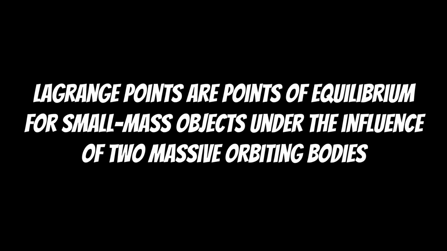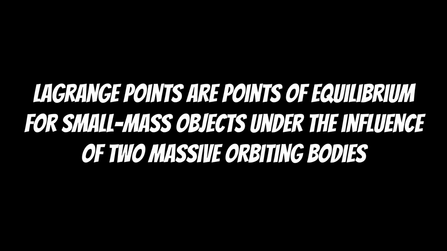So the definition then of Lagrange points: these are points of equilibrium for a small object that's under the influence of two more massive objects. So one of those more massive objects will be orbiting the most massive object. Now, as an example, we'll take the Sun and the Earth. So those are our two massive objects. The Earth is going around the Sun.